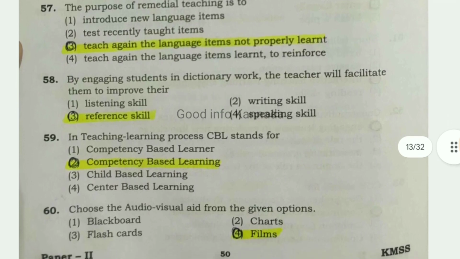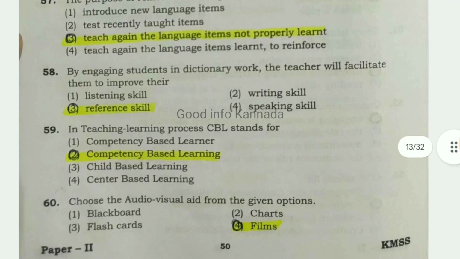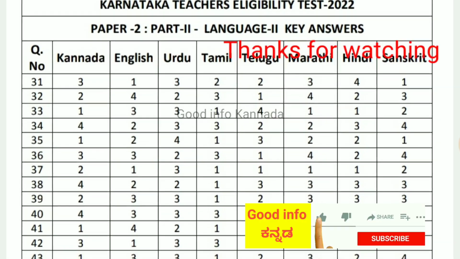Choose the audio visual aid from the given options. Films.